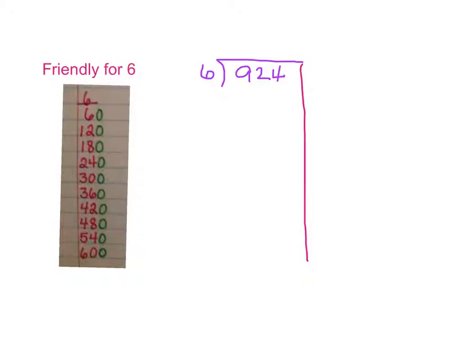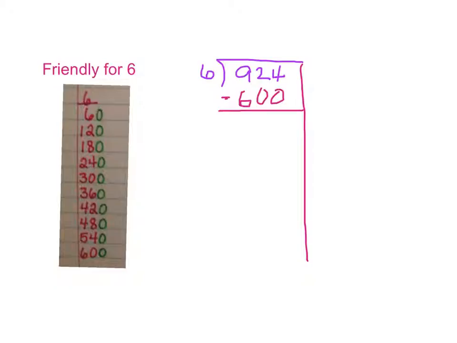So I'm looking at my dividend, and I see that it's 924. What I want to do is look down my list of friendly numbers and find the largest friendly number that I can find that does not go over 924. You can't go over the dividend. You have to get the largest one that's closest to it, kind of like on The Price is Right. So I see that 600 is the largest friendly number that I have listed on my list for 6, and so I'm going to use 600. And I'm going to write that 600 right underneath the 924. And I'm going to subtract it.